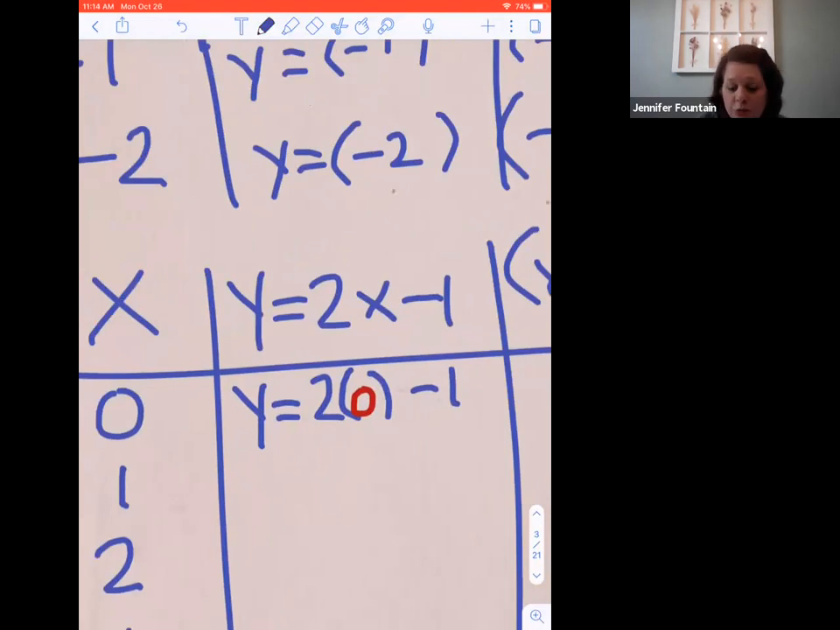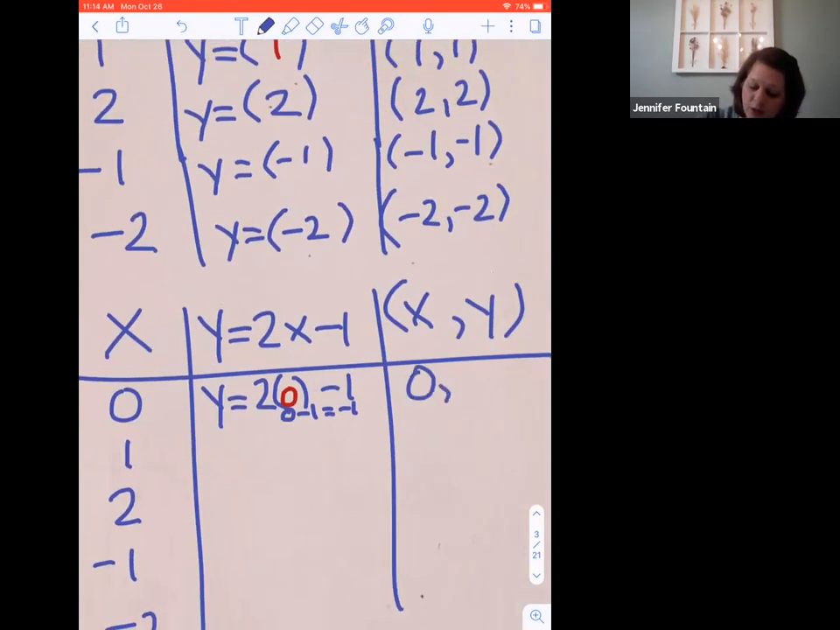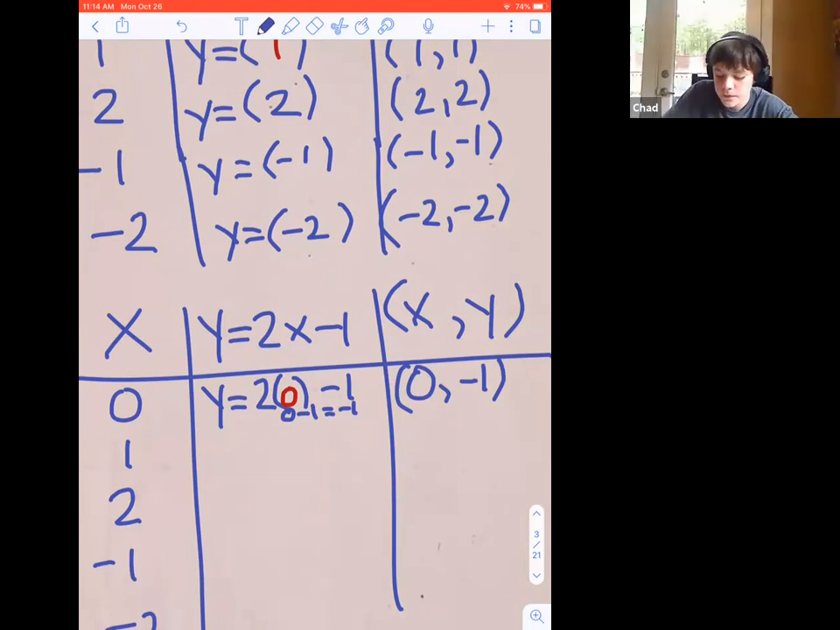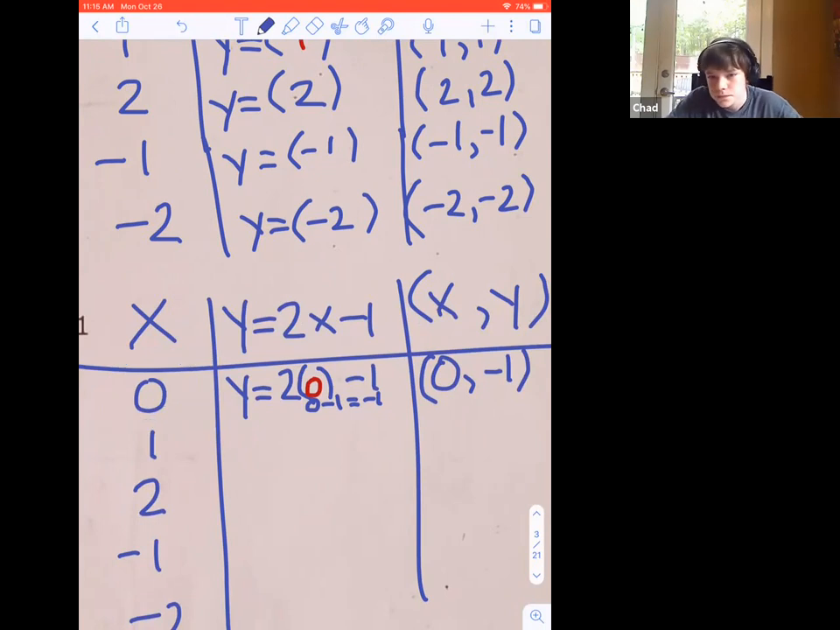So know that you don't have to do it in your head. If you want to do it right below, 2 times 0 is 0, and 0 minus 1 equals -1. So you can see that I actually wrote my calculations out right underneath. So now I know that if x is 0, y is -1. Any questions on how I did that? How come both aren't -1? Because we said that x is 0. I'm plugging in the value of x, which is 0. Okay, so it's going to be 0, -1. Do you understand that? Yes. Okay, good. All right, let's look at the next one.